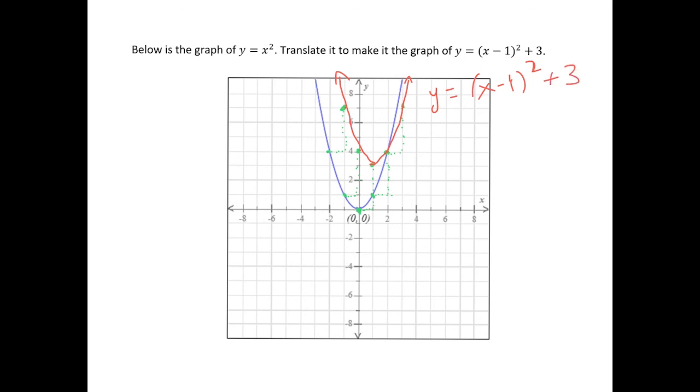So every point on the graph was shifted 1 unit to the right and 3 units up.